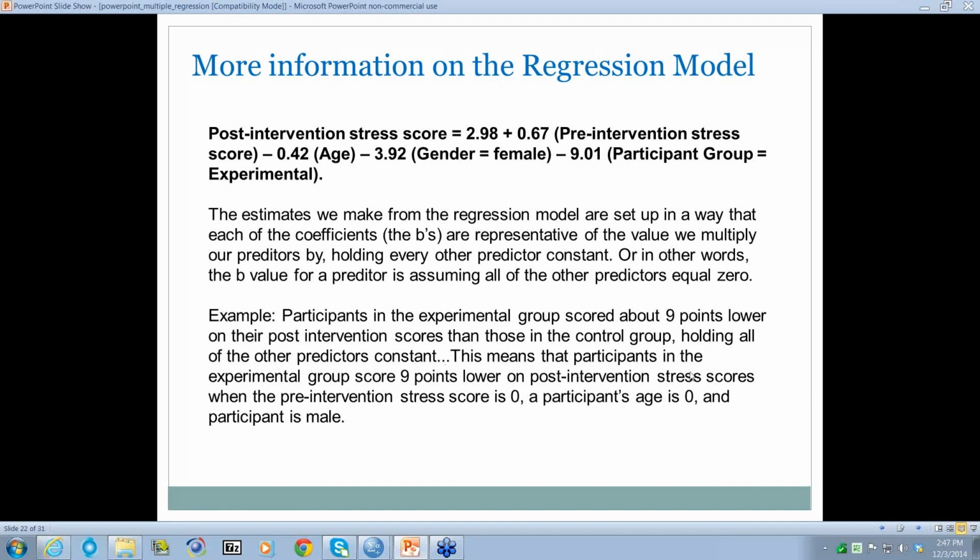This means that participants in the experimental group scored 9 points lower on post-intervention stress when the pre-intervention stress score is 0, the participant's age is 0, and the participant is male, compared to the control group, right? Because these are the ones that are in the treatment group.